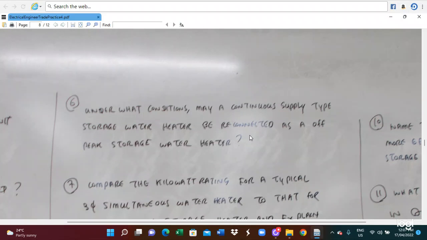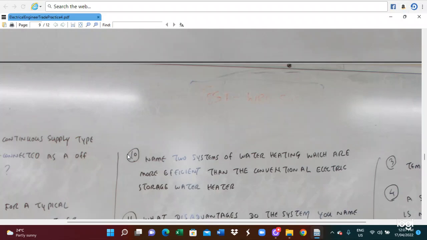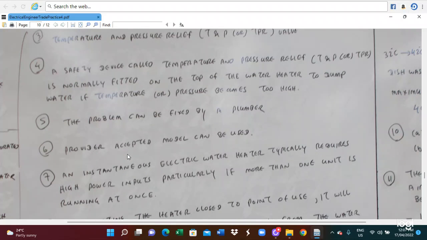And question 6 is, under what condition may a continuous supply type storage water heater be recommended as an off-peak storage water heater? This is the answer: if the provider-accepted model is used.